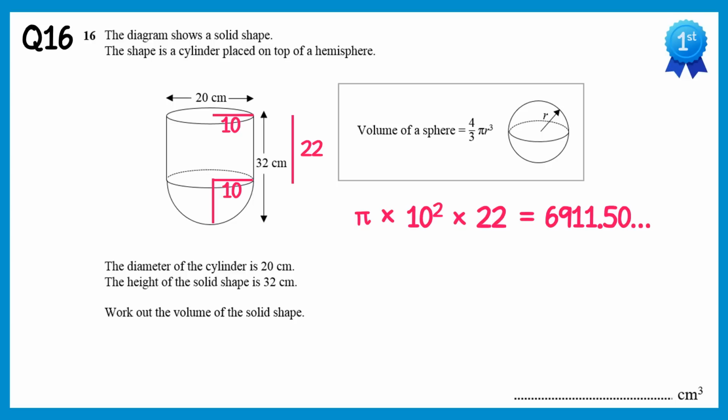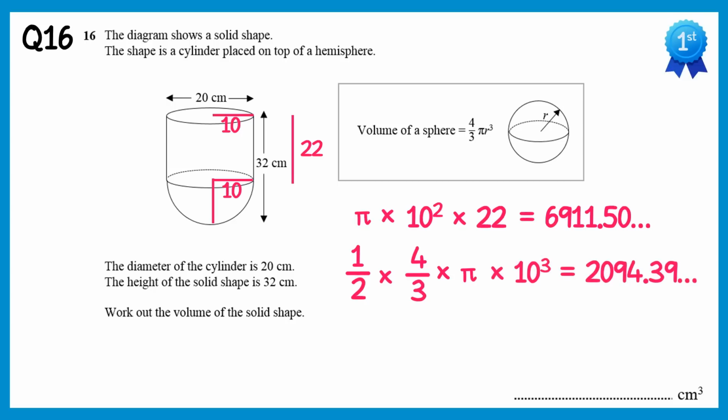So the volume of a sphere is given, but a hemisphere is half of this. So we'll do 1/2 times 4/3 times pi times the radius cubed, and we know the radius is 10, so times 10 cubed. And this will give you 2094.39 and so on. And if we add both of those volumes together, we'll get the total volume, which gives you 9005.9.